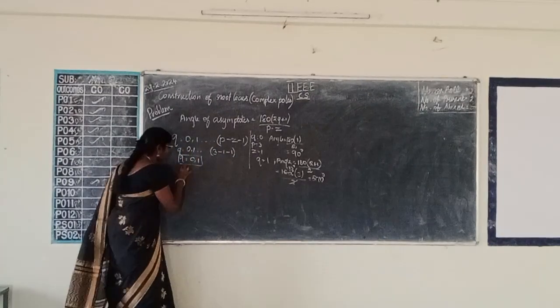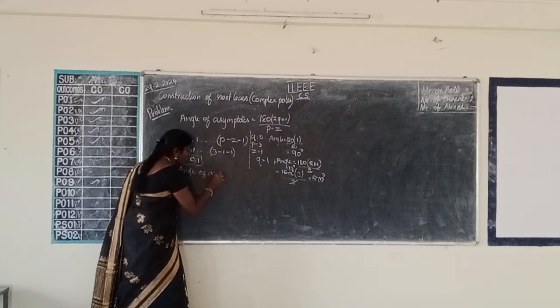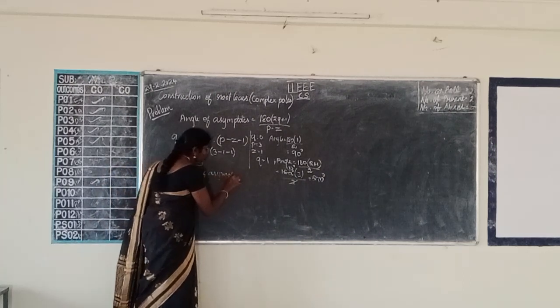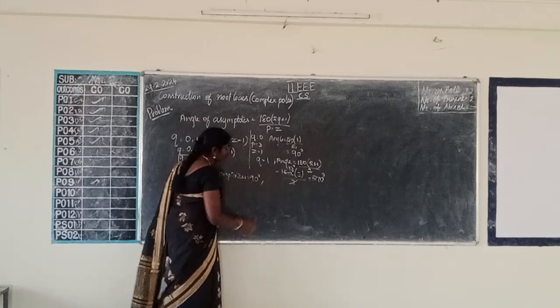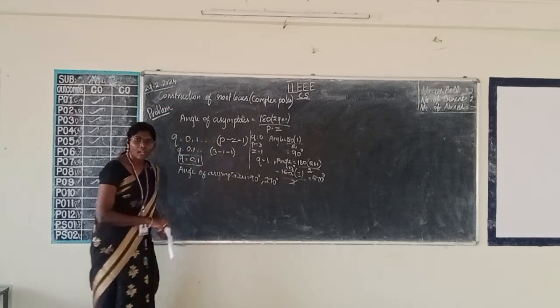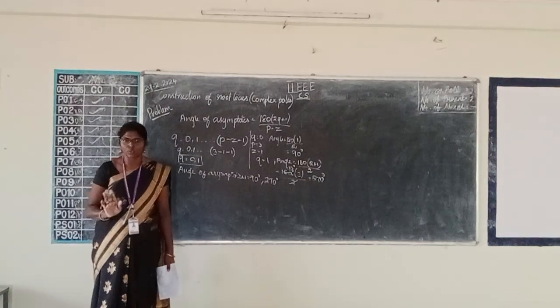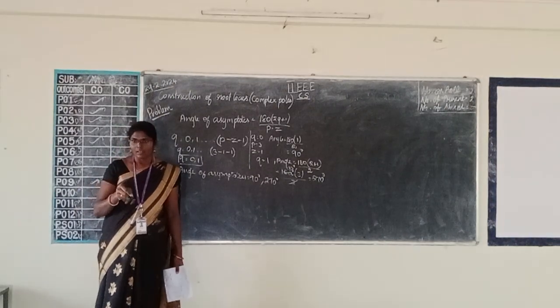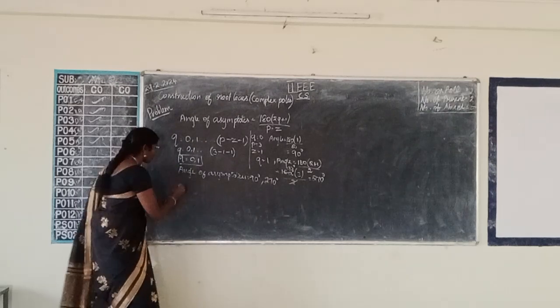So we write the angle of asymptotes: 90 degrees and 270 degrees. Now you have the angle of asymptotes, that is, how the straight line's angle should be. Now where does it start? That starting point is said to be the centroid. So to find the centroid, what is the formula?